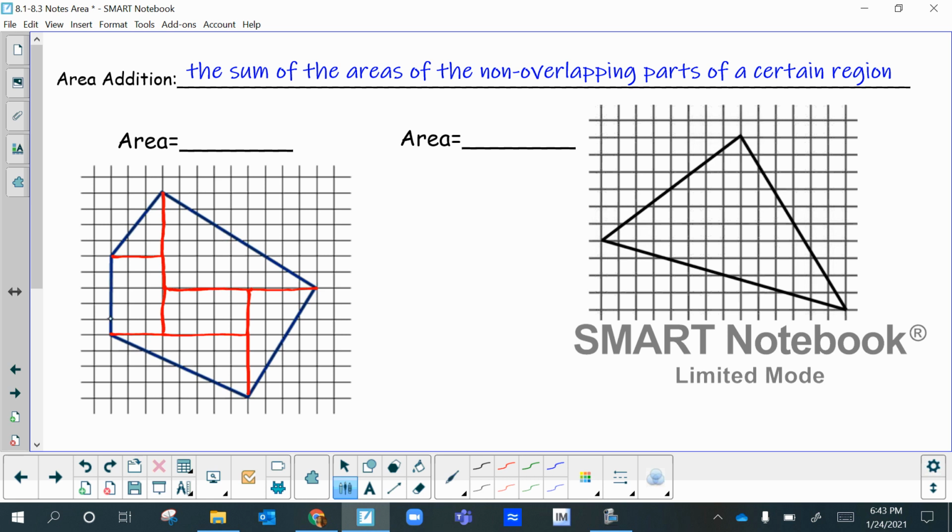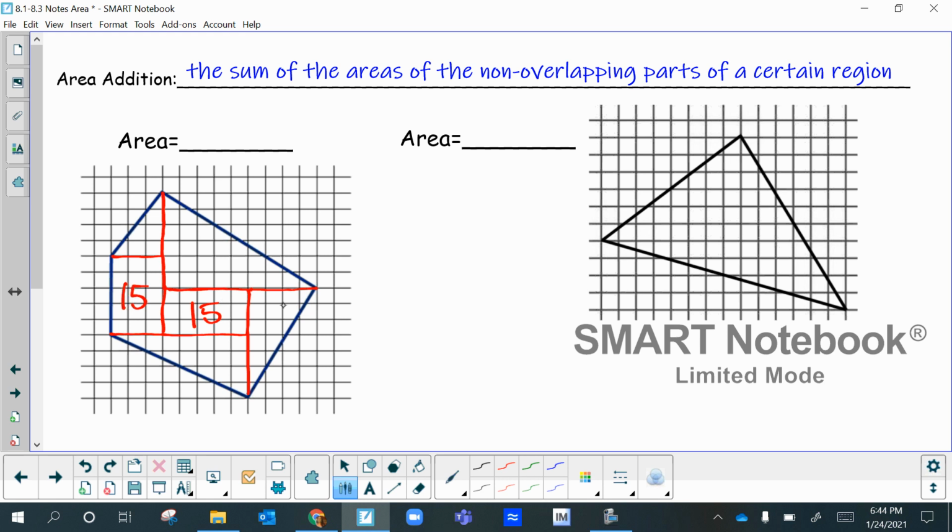1, 2, 3, 4, 5 is this, 3 is this. So the area of this little region is 15 square units. This is 3, and this is 1, 2, 3, another 5, so that's 15 also.